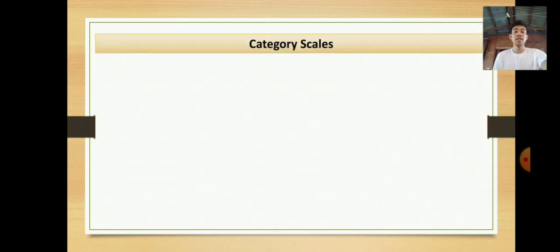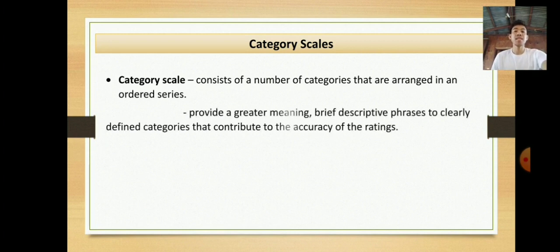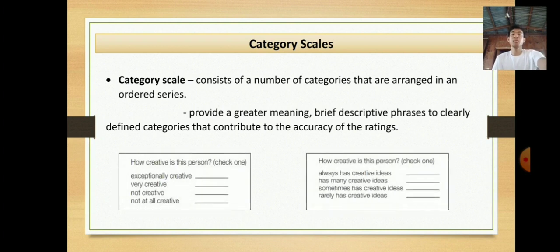And punta naman tayo sa category scale. So category scale consists of a number of categories that are arranged in an ordered series. So dito naman na-categorize yung mga scale natin. So provide a greater meaning, brief descriptive praise to clearly define categories that contribute to accuracy of the rating. So meron tayong example dito.